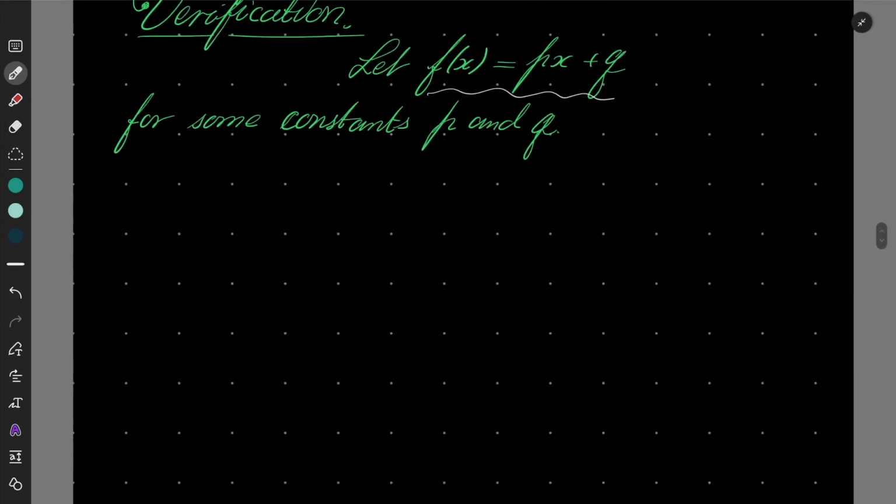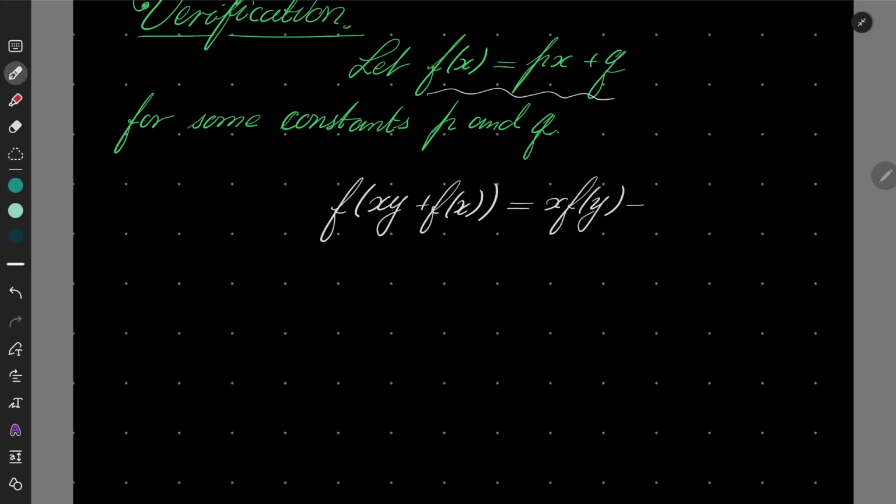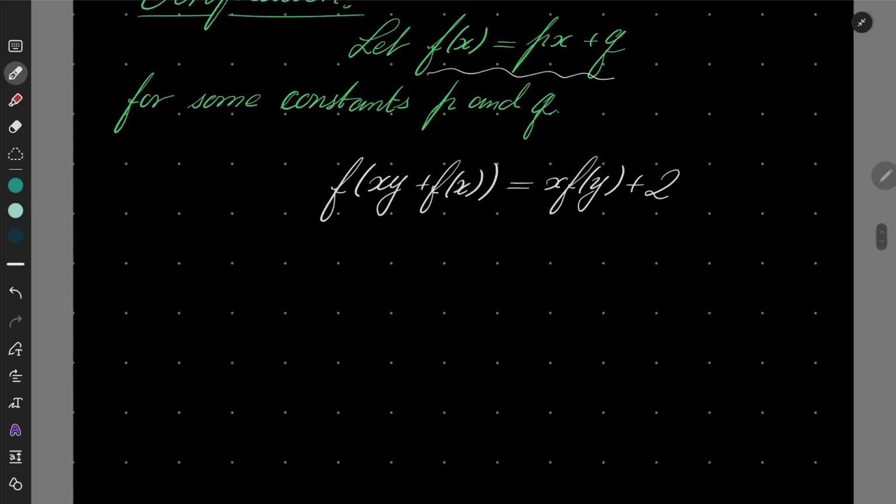So let's write it. Our equation is f(x·y) + f(x) = x·f(y) + 2. Okay, and let's plug in our numbers. So here we have f(x·y) equals p·x·y + q, plus p·x + q. Here we have x times (p·y + q) plus 2.